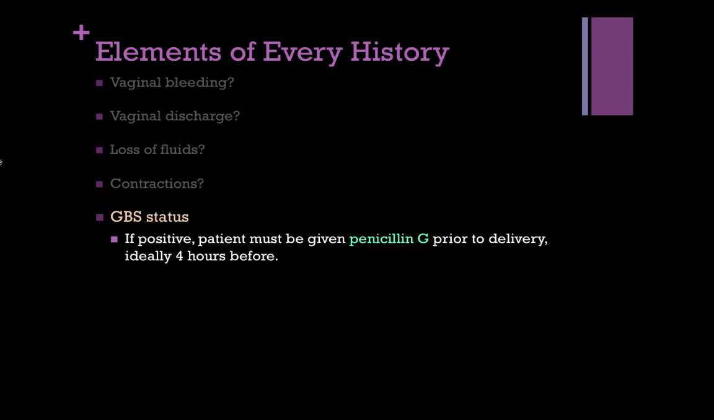And then just a note about GBS status. Most women, like I mentioned in the clinic success videos, will be tested at 35 to 36 weeks, and this testing will remain accurate for about 5 weeks. So if the woman tested positive, the patient should be given penicillin G pretty much when she arrives to the L&D floor, because it's ideally given a few hours before delivery actually occurs.